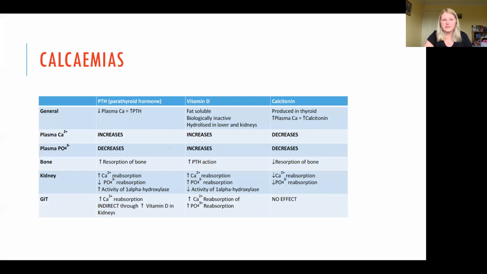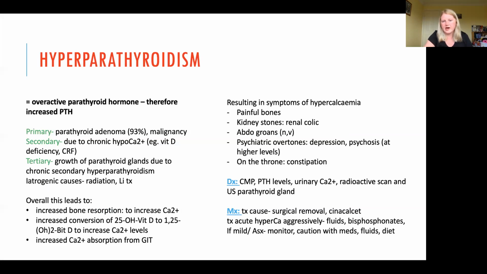We can see multiple different effects on calcium depending on different hormones. I've popped this slide in for completeness, but I won't go through that for today. But looking at hyperparathyroidism, it's important to remember that parathyroid hormone increases the absorption of calcium into the blood. When the parathyroid is overactive, we can find that we have too much calcium in the blood, and therefore we can get symptoms of hypercalcemia, which is bones, stones, groans, psychiatric overtones, and then on the throne was added in at some point along the way.